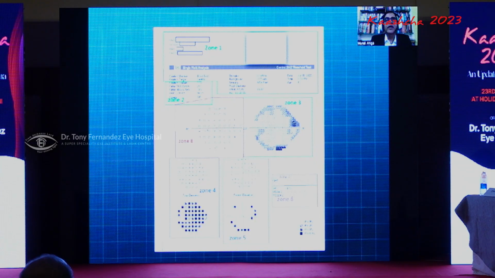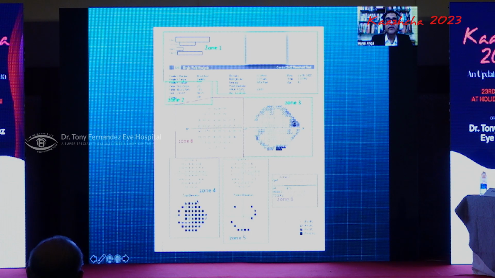So this is the field printout, as you can see, and we usually divide it into zones for our understanding. Zone 1 is the patient data: patient ID, age, sex, and so on. Zone 2 is the reliability and the test duration, and you can see the false positives, fixation loss, false negatives, and so on. Zone 3 is the grayscale, which is a rough estimate of what is going on in the visual field. You can use it to explain to the patient and the relatives how much field loss is there, what is going on, and so on. It's not useful for our management generally.